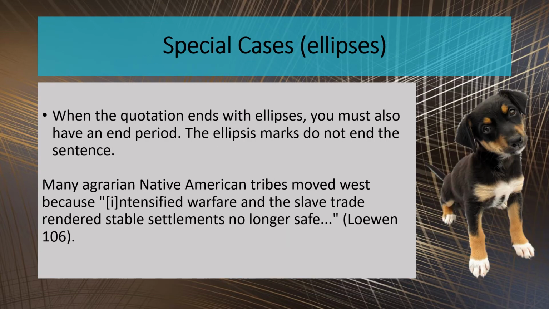When the quotation ends with ellipses, you must also have an end period. The ellipses marks do not end the sentence. Many agrarian Native American tribes moved west because "[i]ntensified warfare and the slave trade rendered stable settlements no longer safe..." (citation). In this sentence, there are actually 2 things to look at. One is the I is in brackets. This means that with the original quote, it was capitalized. However, you do not capitalize anything in the middle of a sentence. Thus, the I is in brackets. As you can tell, it ends in ellipses, and there is a citation afterwards, which is where the period ends up.